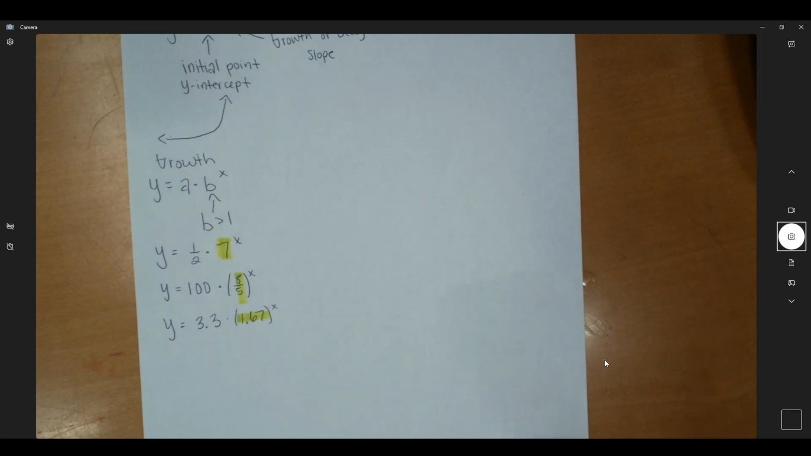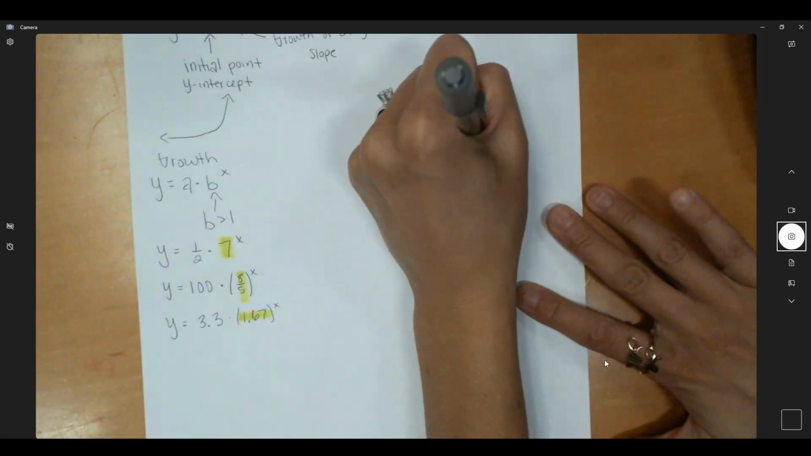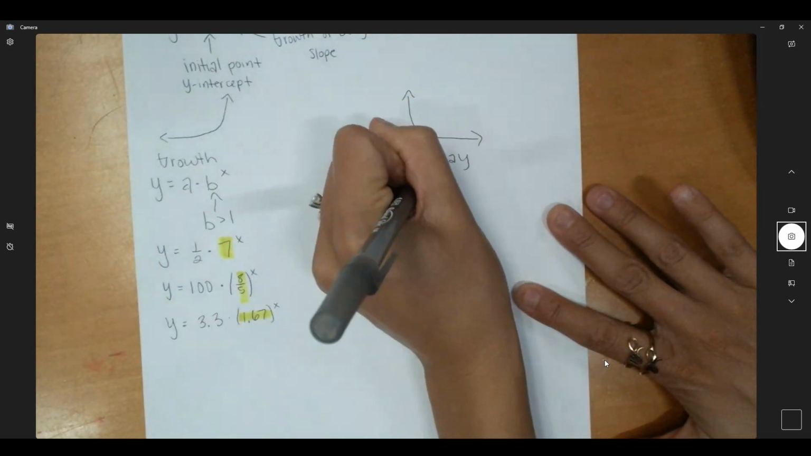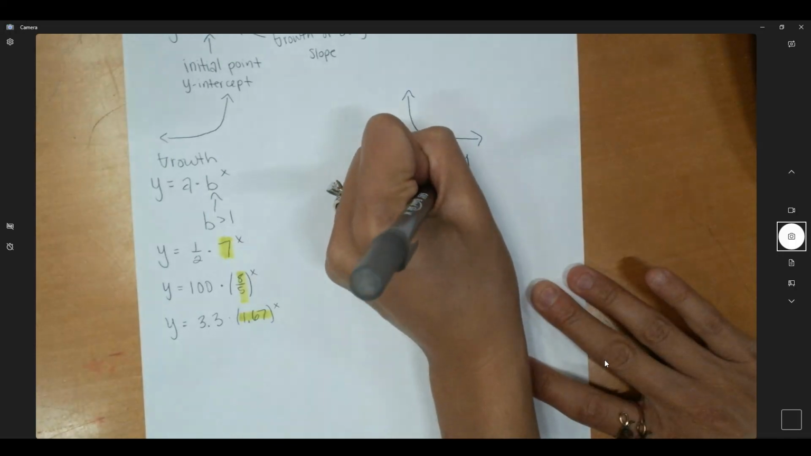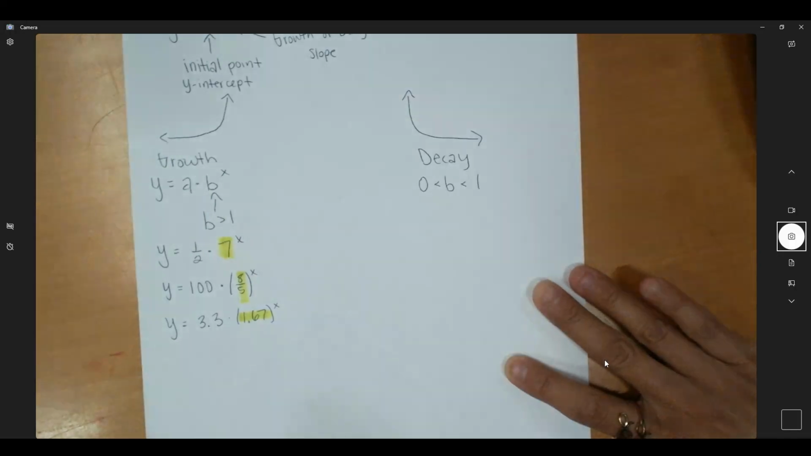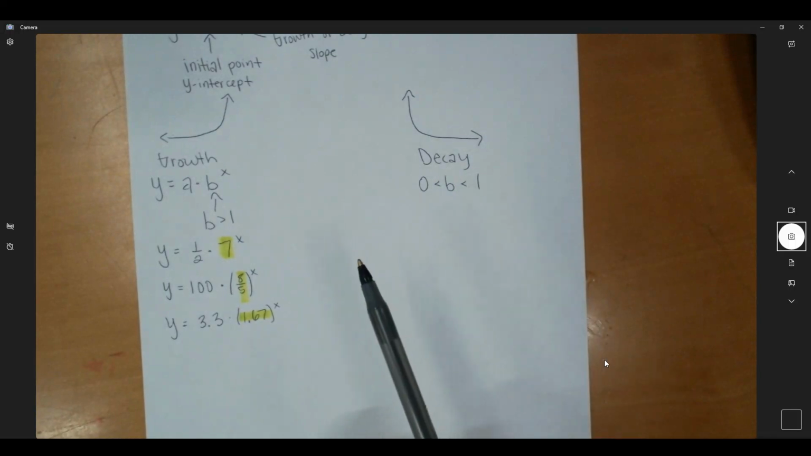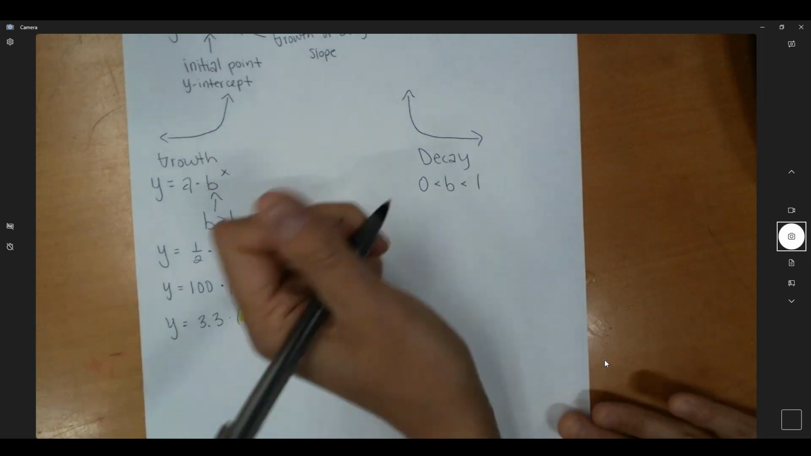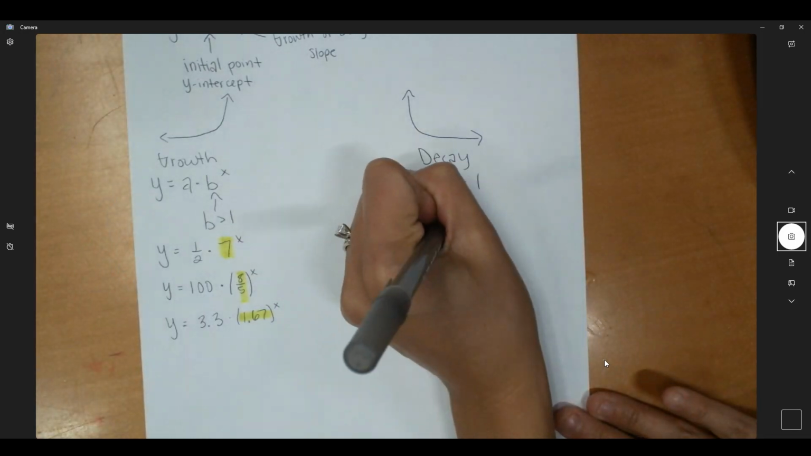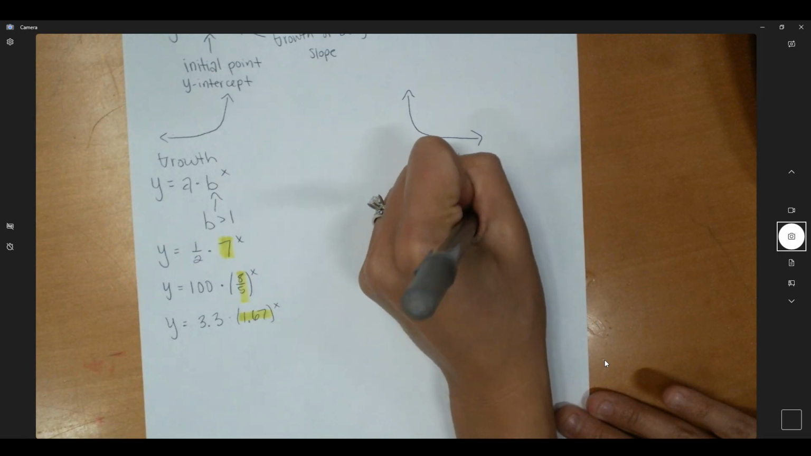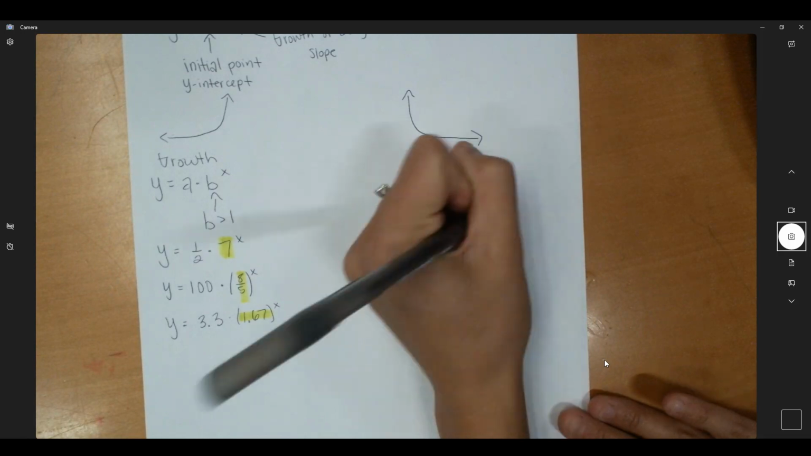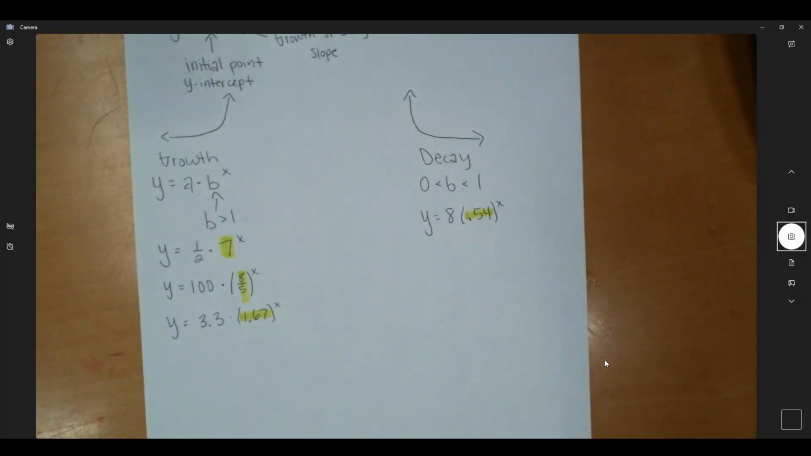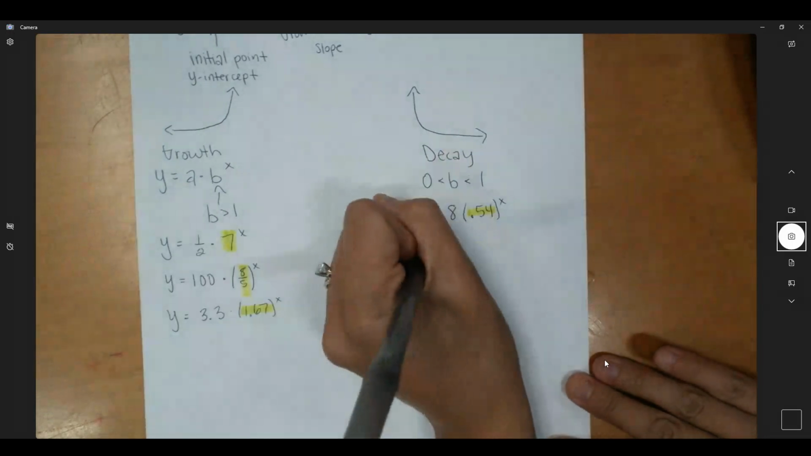For decay, your exponential function goes down. And your b value needs to be between 0 and 1. Okay, so now you're talking fractions or decimals that are fractions, whatever, either way. So some examples of that, again, just looking at that b value. This number 0.54 is in between 0 and 1, which is why it is decay.